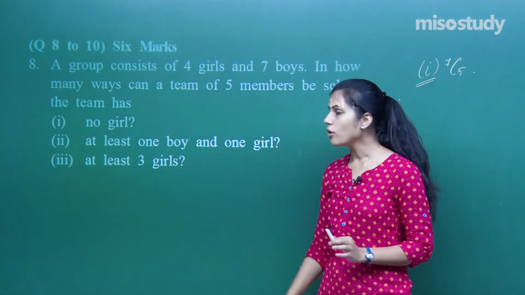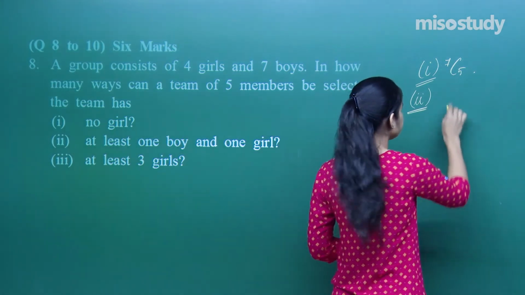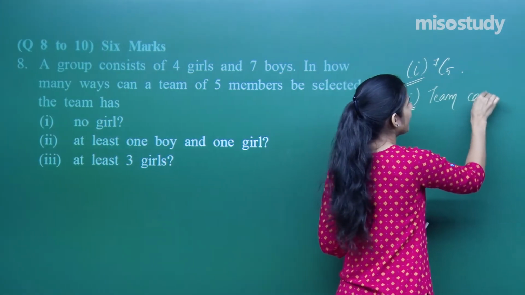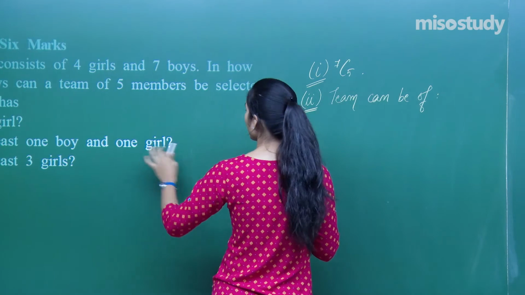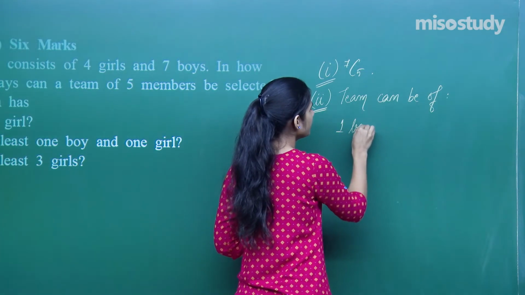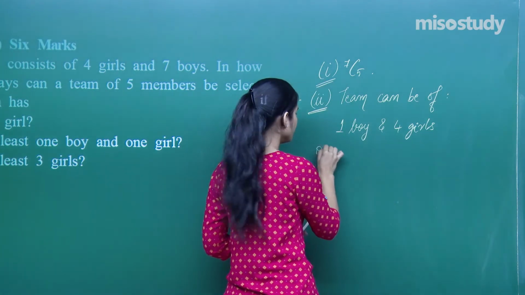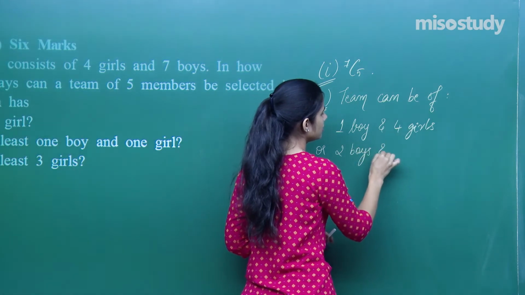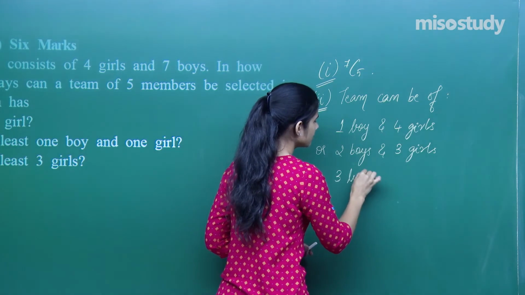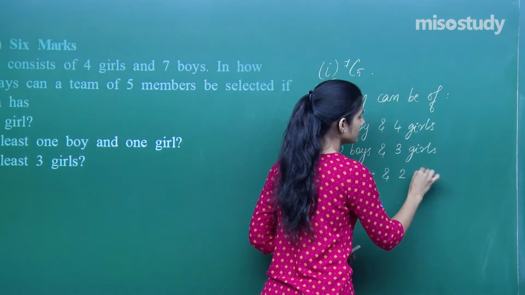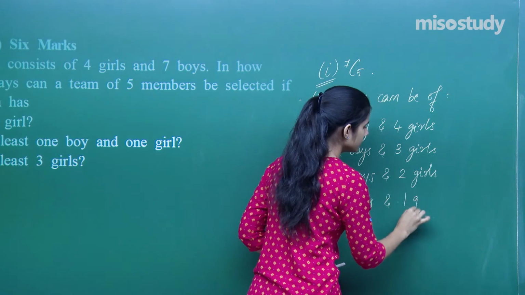Next says at least 1 boy and 1 girl. Now at least 1 boy and at least 1 girl, that means either the team can be of 1 boy and 4 girls, because you want a team of 5 members, right? Or 2 boys and 3 girls, or 3 boys and 2 girls, or 4 boys and 1 girl.